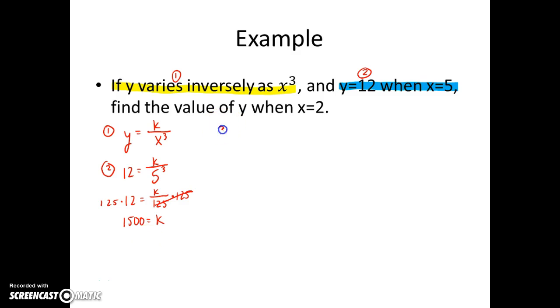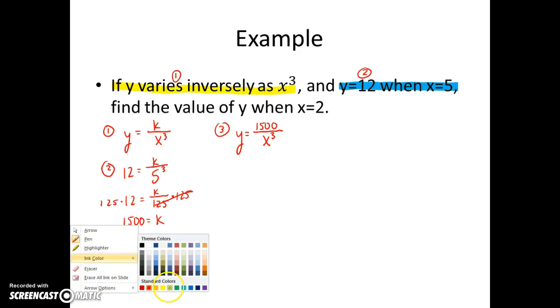Step 3 is just to take that k and your equation in step 1. So virtually you combine step 1 and 2. I have y equals, instead of the k on top, now I substitute it with the 1500. Because for this particular scenario, that k is always going to be 1500. And now I can choose any x's and y's to continue to figure out how this relationship works.